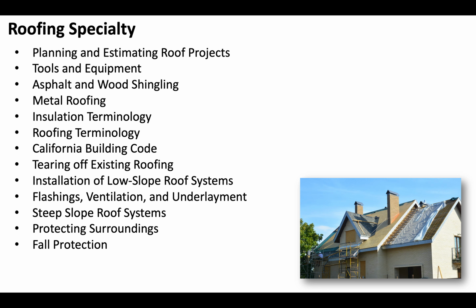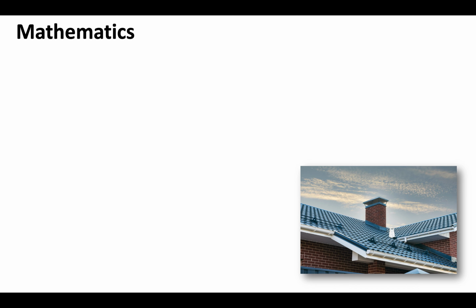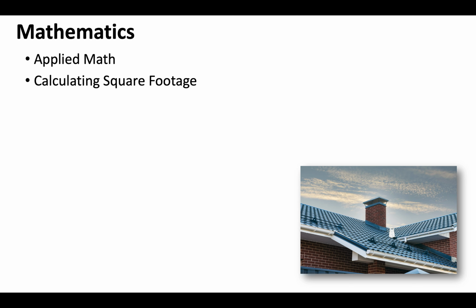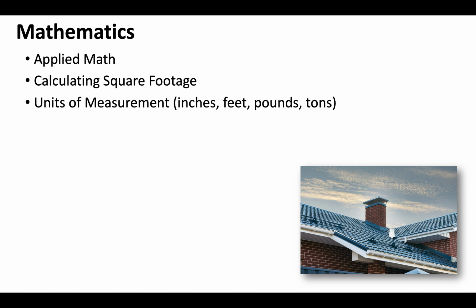Now there's a lot more that's going to be on this exam. This is just a snapshot of what you need to be prepared to answer questions on. Now, the mathematics that you're going to want to be familiar with going into your roofing license: know your applied math, obviously, addition, subtraction, multiplication, and division, understand how to calculate square footage, know your units of measurement, and then of course job costing and estimation generally will include decimals and percentages.